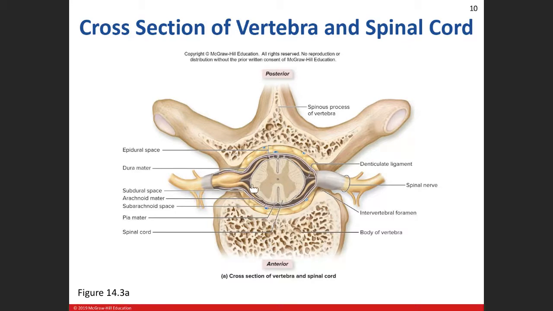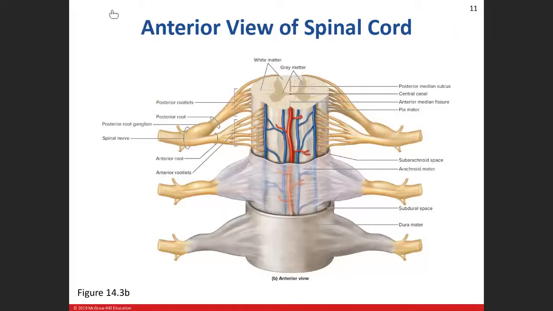Then you can barely see the arachnoid mater here. That's right here. So this is the subarachnoid space. That's where your cerebrospinal fluid is going to be located. And then you've got your dura mater right here. There's a little tiny space in between the arachnoid mater and the dura mater. That's supposed to represent the subdural space. I like this view because it shows you layer by layer.